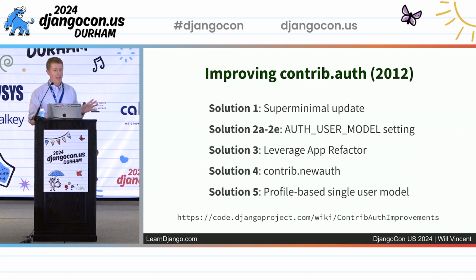Solution two was something around adding an auth user model to settings. There were actually five different approaches, A, B, C, D, E, but that was the basic idea. The third solution was to refactor the app entirely. There was a Google Summer of Code 2010 patch that attempted to do this. The fourth option was to throw it all out and do contrib.newauth, similar to what happened with forms, where we went from forms to newforms. That's certainly appealing, but probably the most work of all the options. And the fifth one is to pare things back: have a simple profile-based single user model, as minimal as can be, and profile objects stored for additional information.